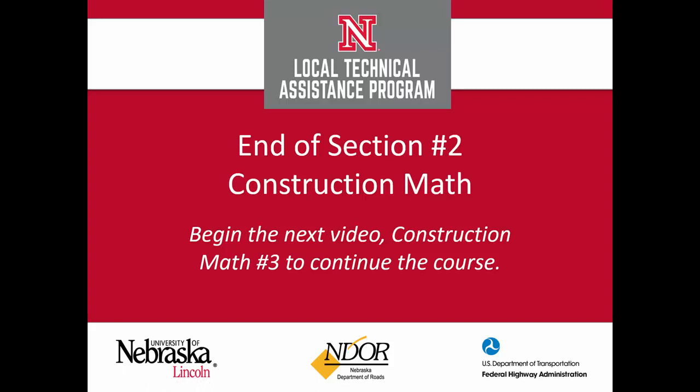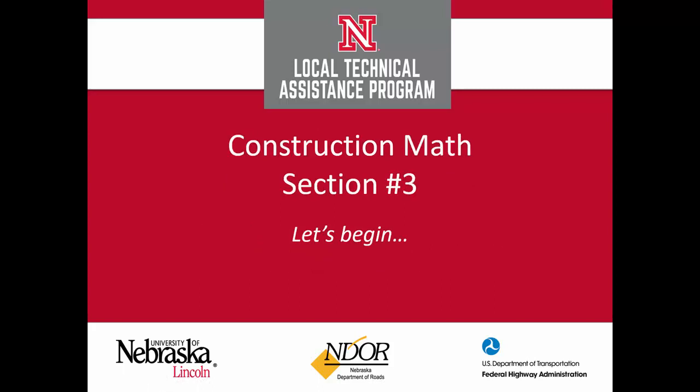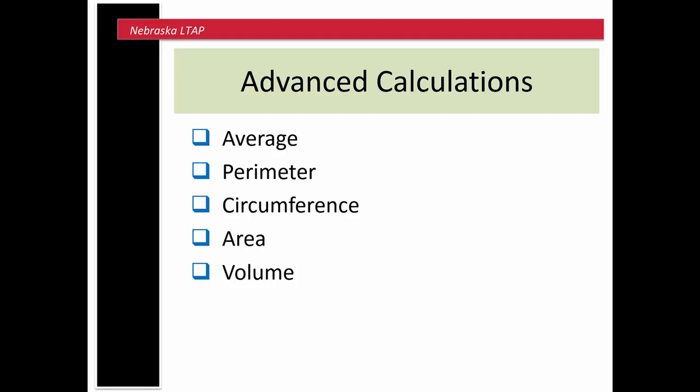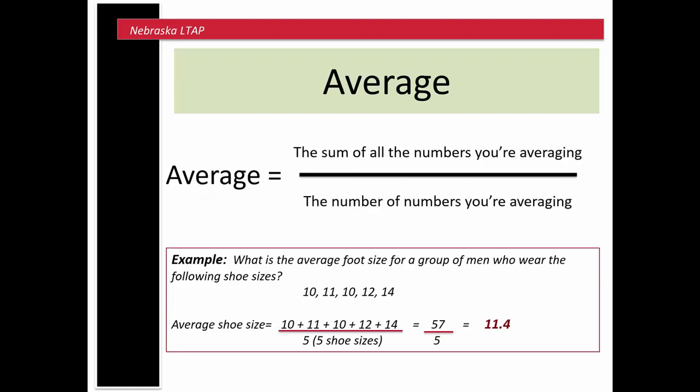You have moved on now, by choosing this video already, to Construction Math Section 3. So let's get started. We are going to be covering what we call advanced calculations. We refer to them as advanced calculations, not really because they're more difficult, but just because they're operations and exercises and problems that you probably don't do every day on a daily basis. They're not just the basic everyday. So some of the things we're going to cover are averages, perimeters, circumference, area, and volume. We're going to learn how to compute all of those.